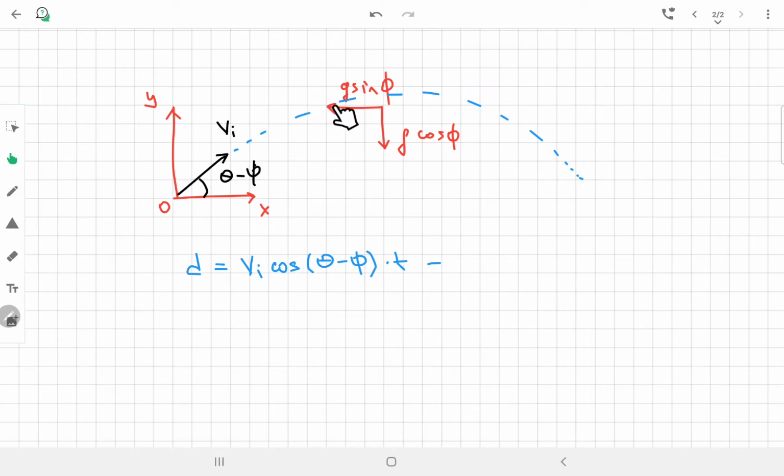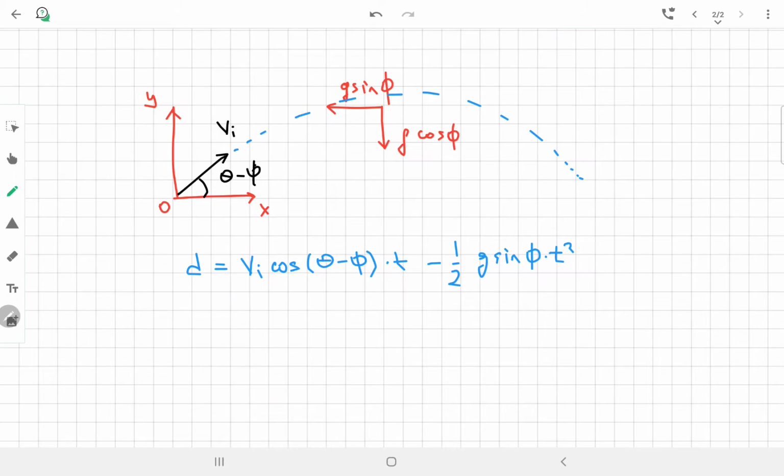Gravity is opposite to the x direction. That's why we use a negative sign here. So 1 over 2 g sine phi times time squared.